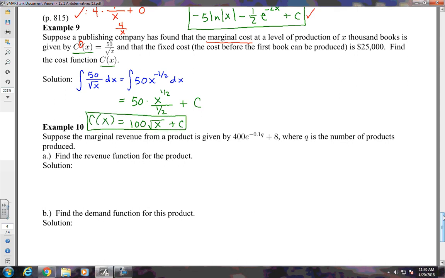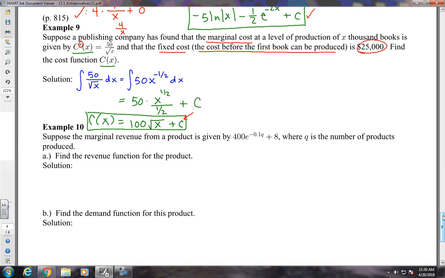However, we have this arbitrary unknown constant. So we know sort of what the original cost function looks like, but we don't have all the details just from our integration process. And this is why we call it an indefinite integral. But we have some information. The fixed cost, which is the cost before the first book can be produced, is $25,000.